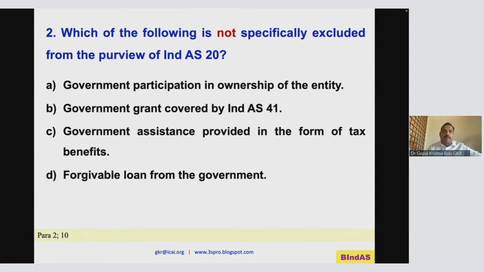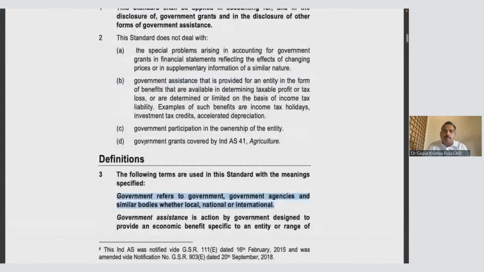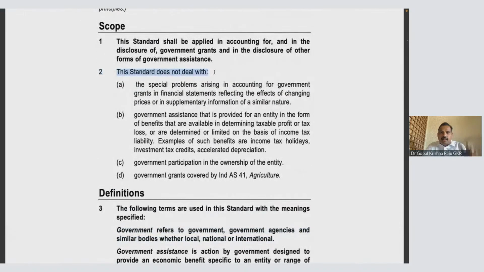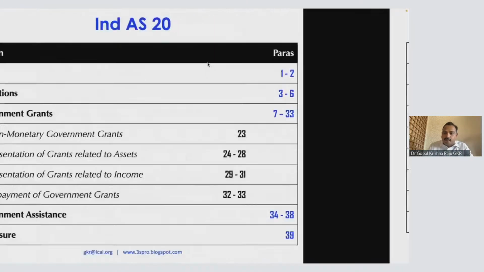Which of the following is not specifically excluded from the purview of IndAS 20? Not specifically excluded from the purview of IndAS 20. So what I'll do is take you to the scope. Please look at the scope. This standard does not deal with... actually, if you look at the scope, this standard shall be applied. Now I'll just share the scope here.